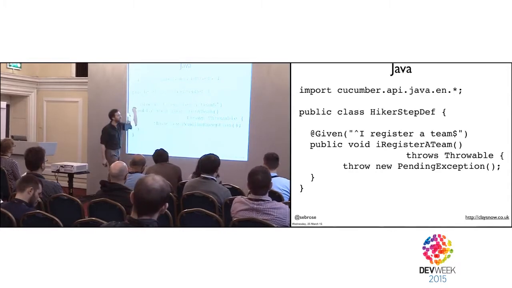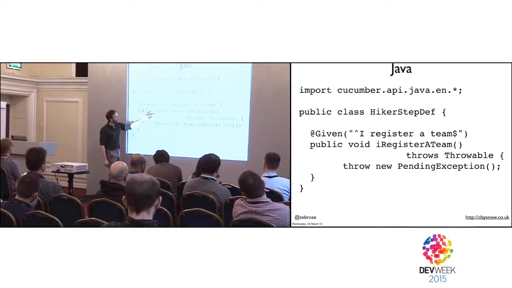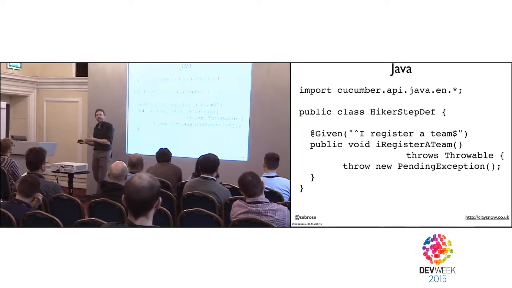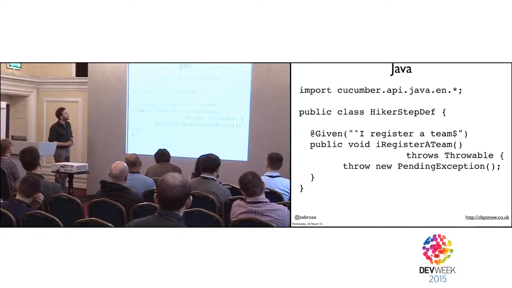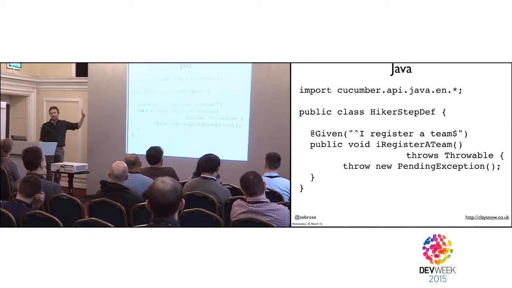It creates a method name. Now, the method name is not important. You can change that to something that you like. It's going to throw an exception if it wants to. And to start with, it throws a new pending exception. So this is exactly analogous to the pending keyword in Ruby. As you'll see at the top, there's also an import statement, which is also necessary. So it's the same. Essentially, we've got a regular expression, we've got the given keyword, and we've got a method that is pending.